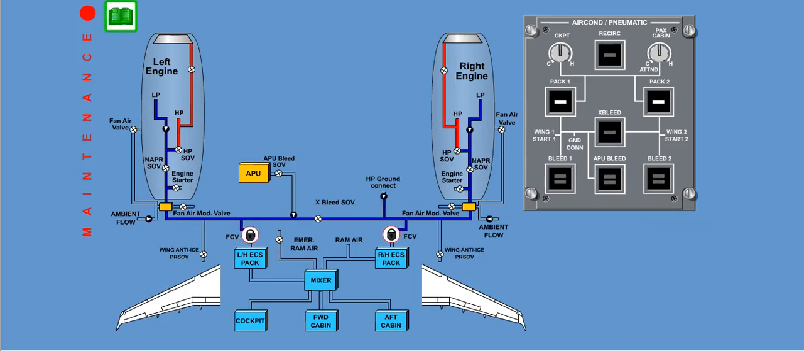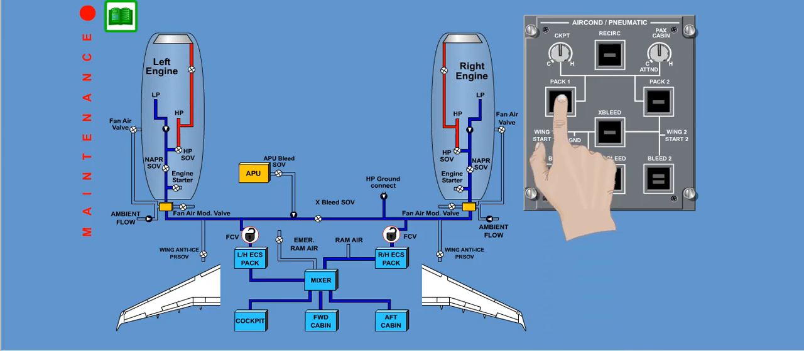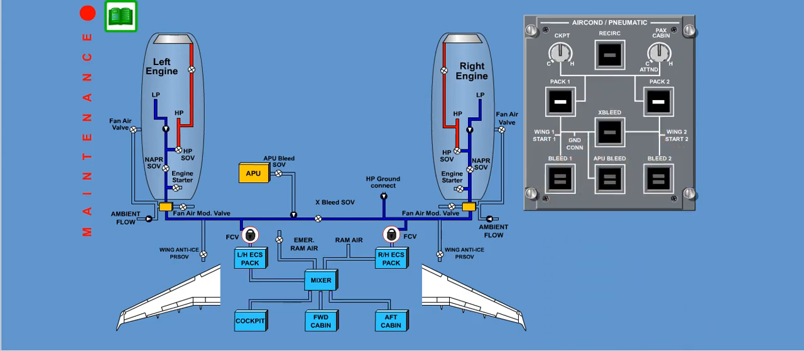When bleed air is provided and the air conditioning pack switches are pushed, the flow control valve will drive towards the open position and the pack will operate. When the switches are pushed again, the flow control valve will close and pack operation will be stopped.